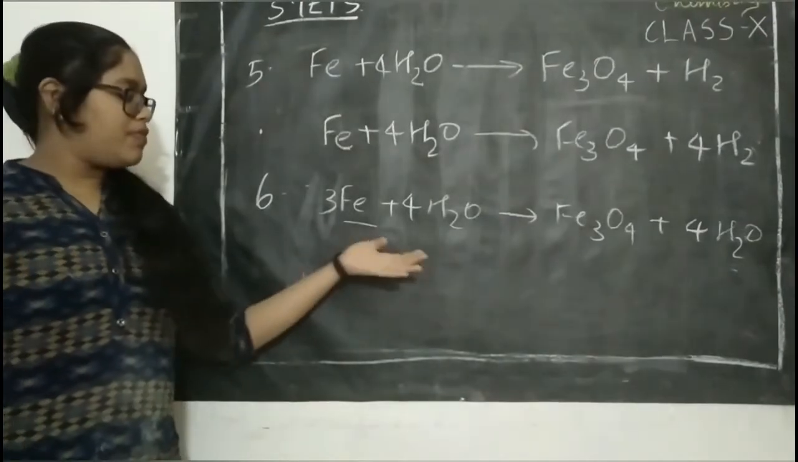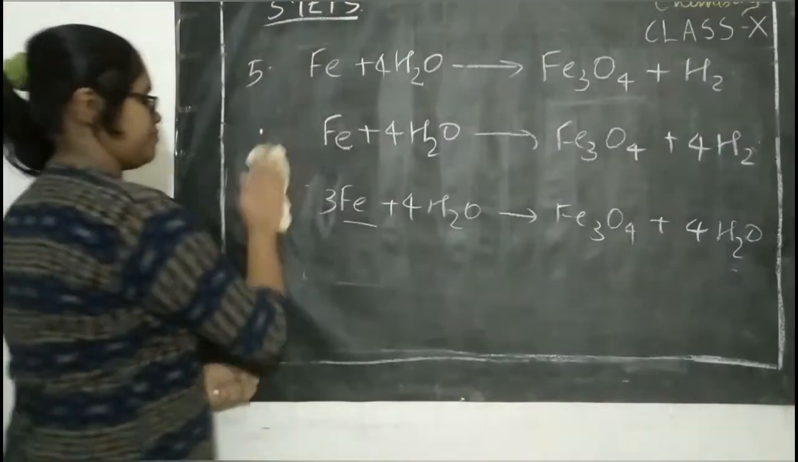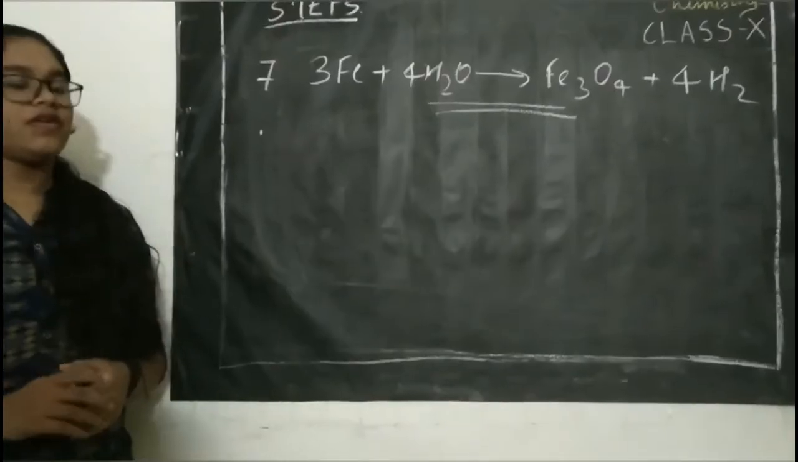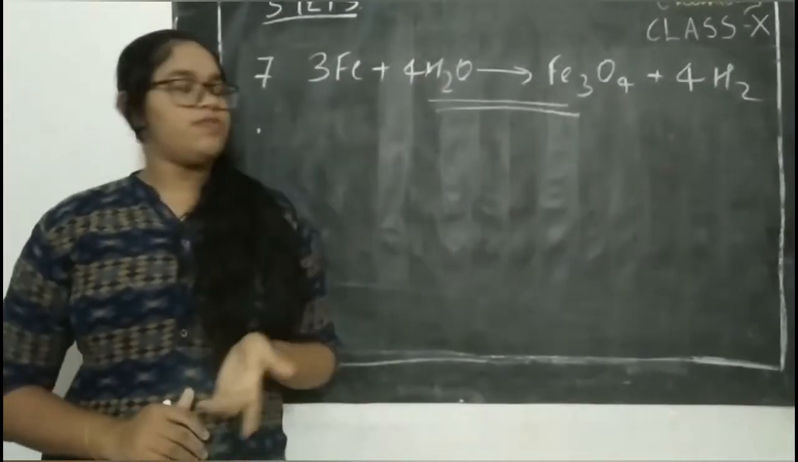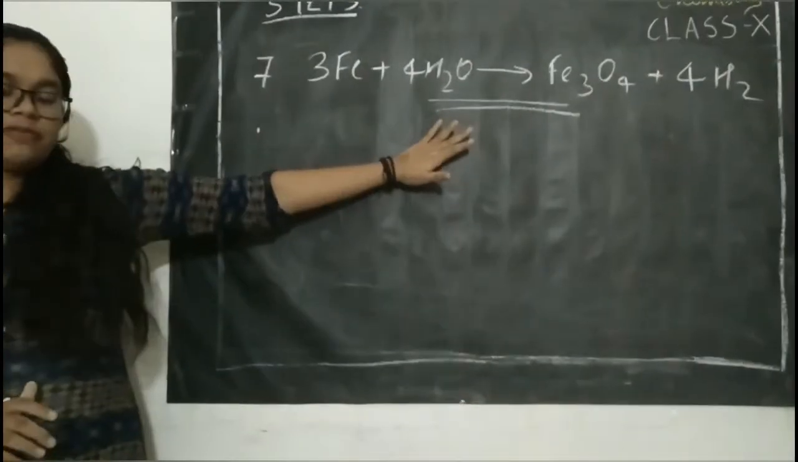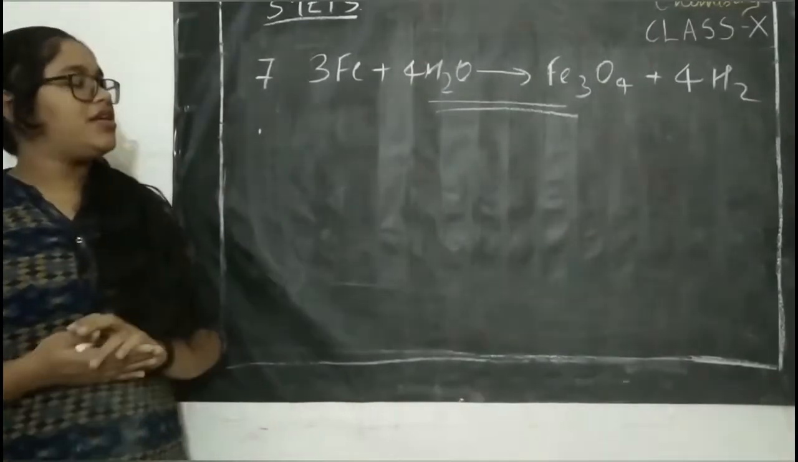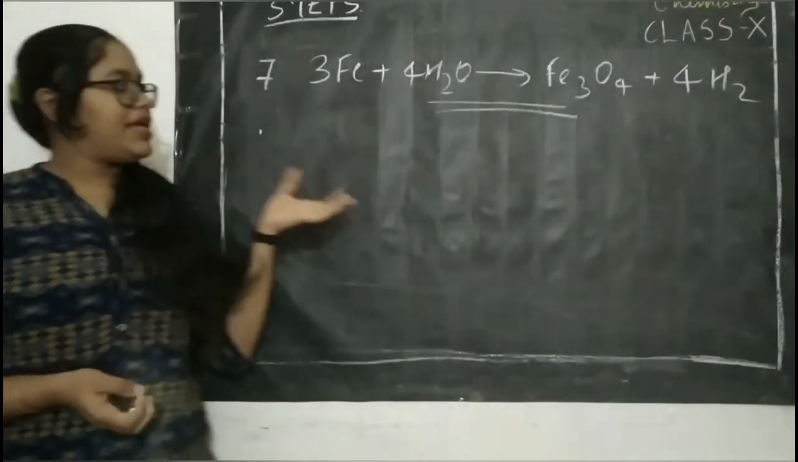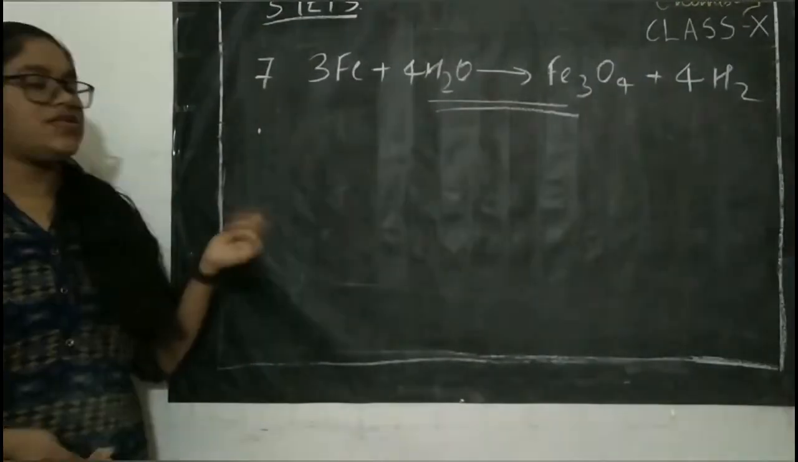The last step, we have to rewrite them once more. So this is our last step. I have rewritten the equation once more. By this step, our actual procedure of balancing a chemical equation is completed. But for making the equation more informative, let's add some more information to this equation.